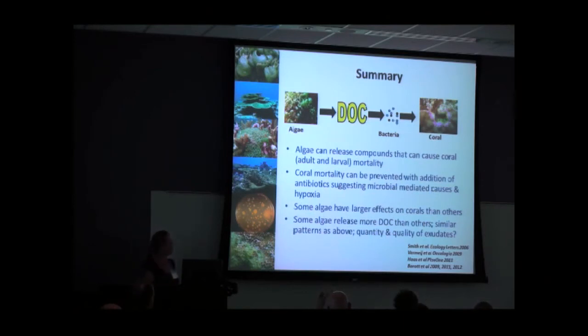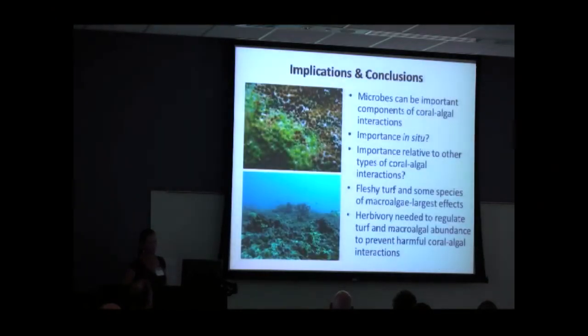And there seems to be evidence that it's not just the quantity of DOC that algae or these primary producers are releasing, but that the quality could actually matter too. So not all of these organisms are going to be releasing the same type of photosynthate, and so some of them may be more easily metabolized by the bacteria. So we think that microbes are important components of coral-algal interactions.